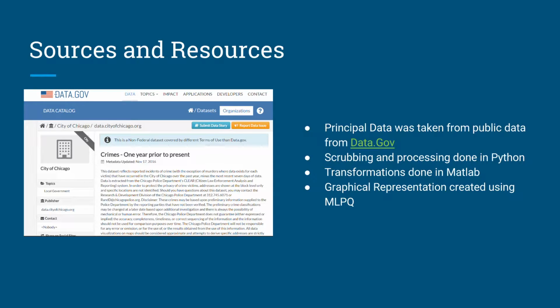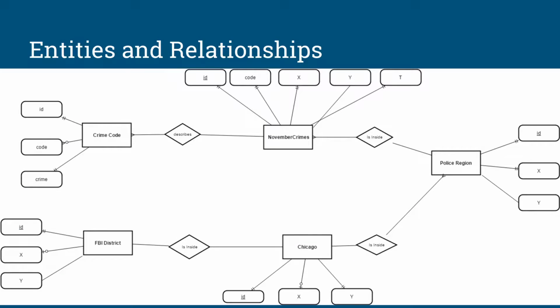The sources I used were the data.gov site, where I found the data for Chicago and the crime reporting codes. I only chose the month of November 2015 because that's about 20,000 rows, which is about as much as MLPQ could handle. We talked about our entities and relationships, and here we have our different tables.